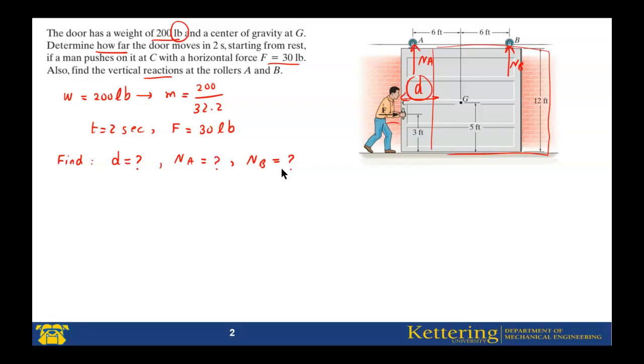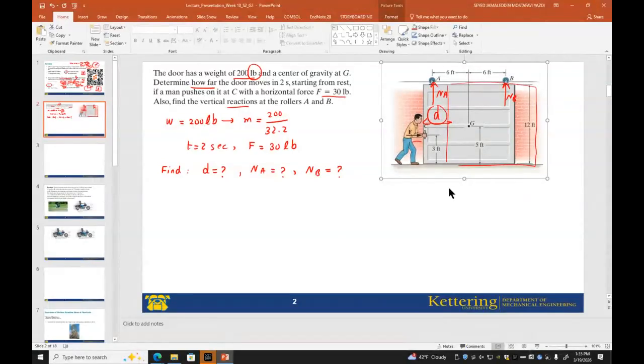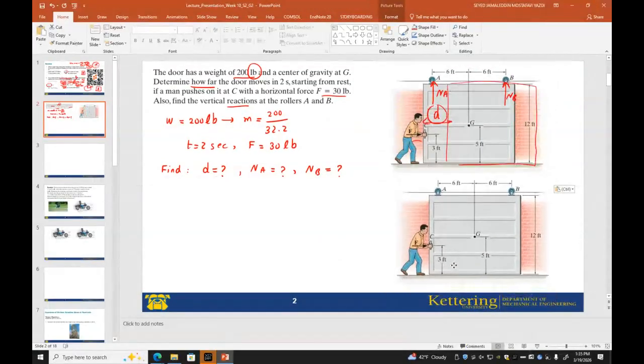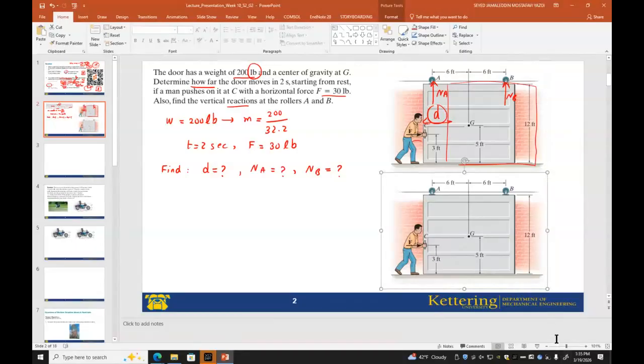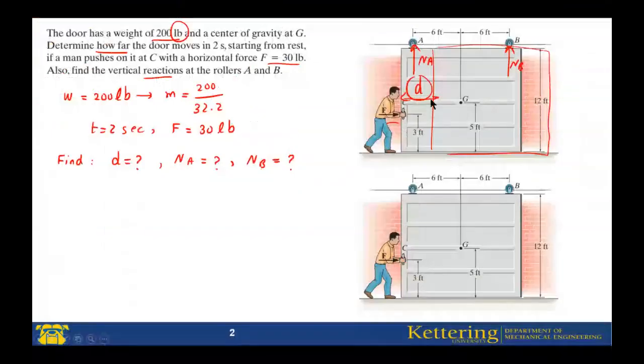Now, to solve this problem, let me make another one. First, this one is moving along the x. This is the x direction, and this is the y direction. Also, I will draw a free body diagram on this figure and also a kinetic diagram on this figure.